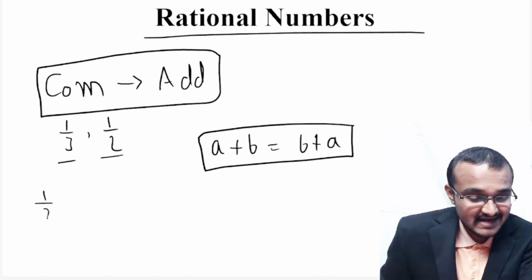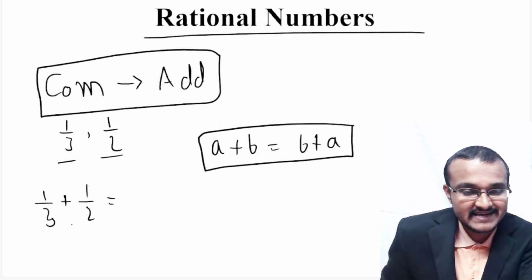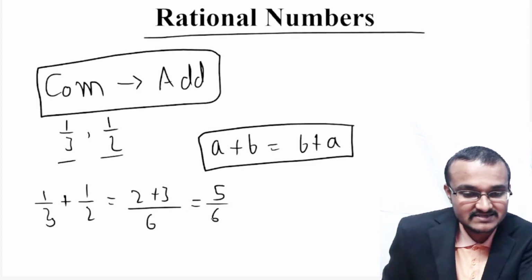So let us add this 1 by 3 and 1 by 2. So 1 by 3 plus 1 by 2 will be, you should take LCM of 3 and 2, that will be 6. So 3 ones are 3, 2 ones are 2. So 2 plus 3 divided by 6. So you'll get 5 by 6 as answer.